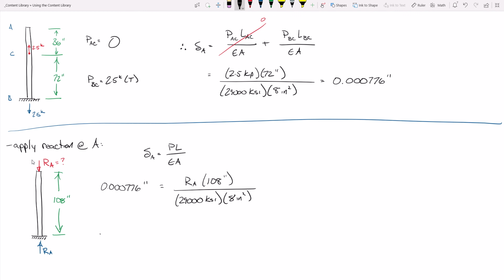So what I'm going to do is rearrange this equation and solve for RA. So therefore, RA is, and all I'm going to do is flip and multiply, so 29,000 times 8 on the top, 108 on the bottom. So what is RA? There you go. 1.67 kips going down. All right, so that's right.